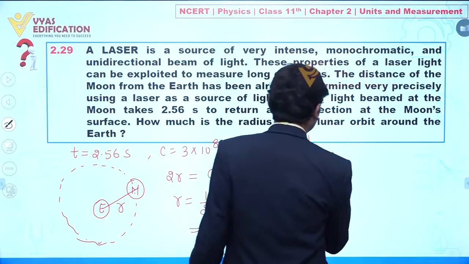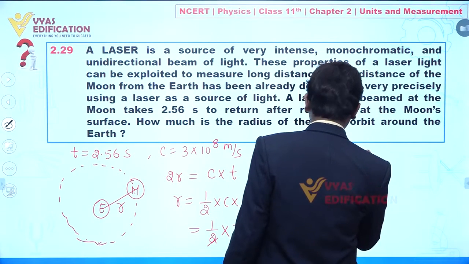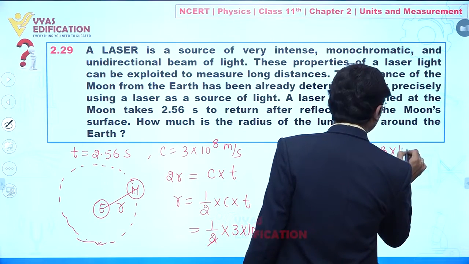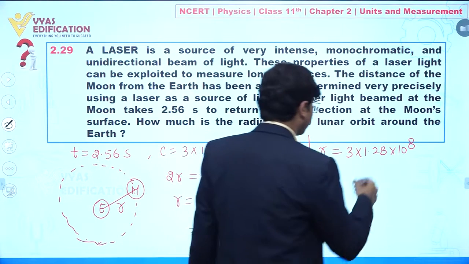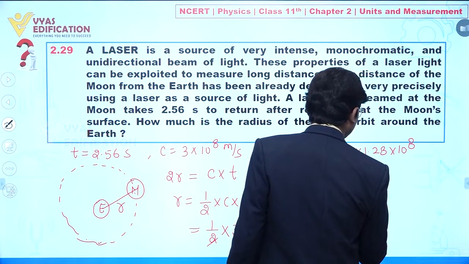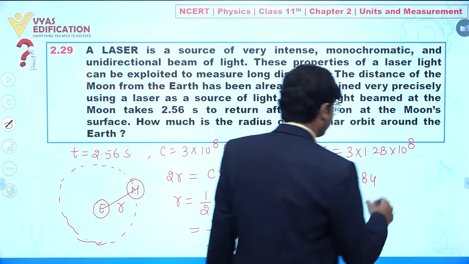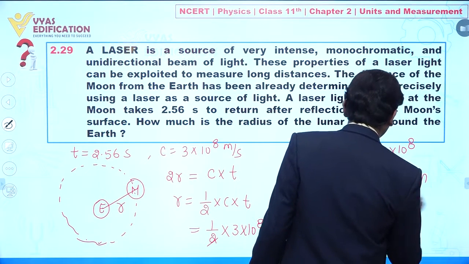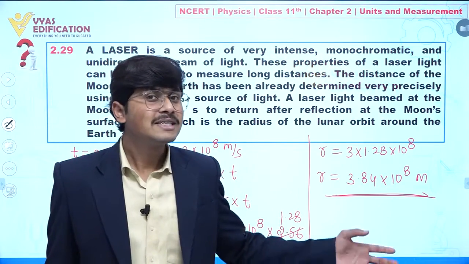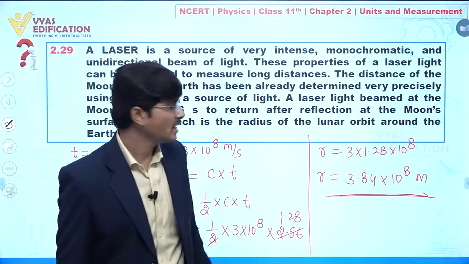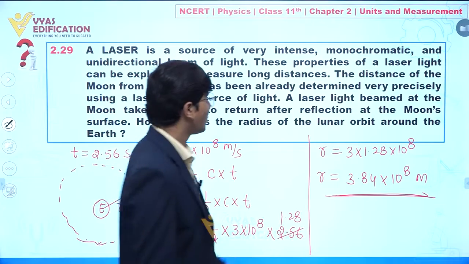So the value of r is given by 3 × 1.28 × 10^8. If we multiply 3 into 1.28, we get 3.84 × 10^8 meter. So this is known as the lunar radius, and actually this is the distance between the earth and the moon. Almost 3.8 lakh kilometer distance. So this is all about this question.